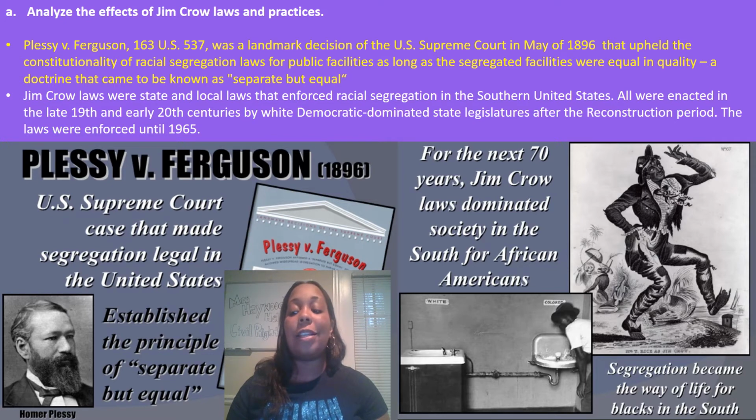Jim Crow laws expanded in the 1880s all over the country. They included segregation of public parks, theaters, waiting rooms for buses and trains, water fountains, restrooms, even cashier counters, hospitals, jails, and neighborhoods. The Jim Crow laws essentially were meant to keep African Americans from flourishing within the country.